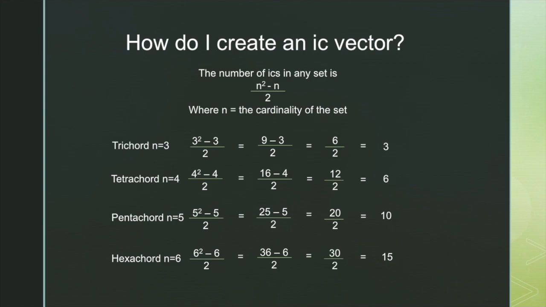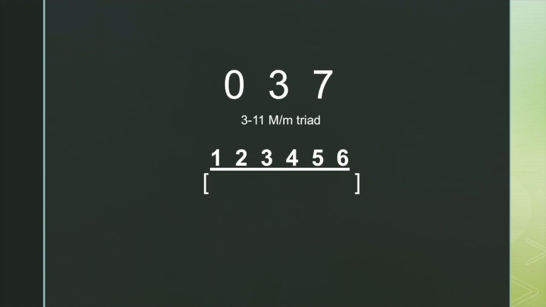Now that we know how many intervals to look for, let's generate IC vectors for one set of each of these cardinalities. When determining the vector, I find it helpful to put the set in prime form and then identify the interval classes between each of the pitch classes, working systematically from left to right to make sure I don't miss any. Here we have set class 037, the consonant triad.